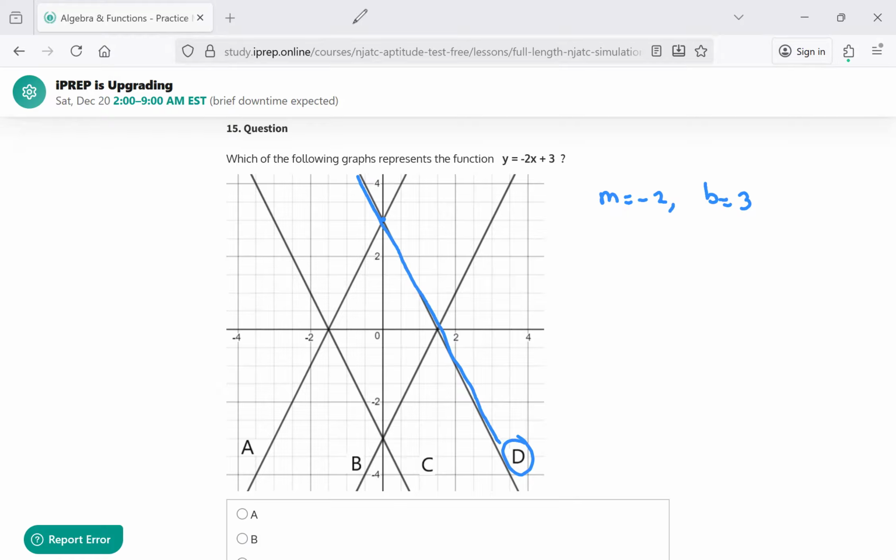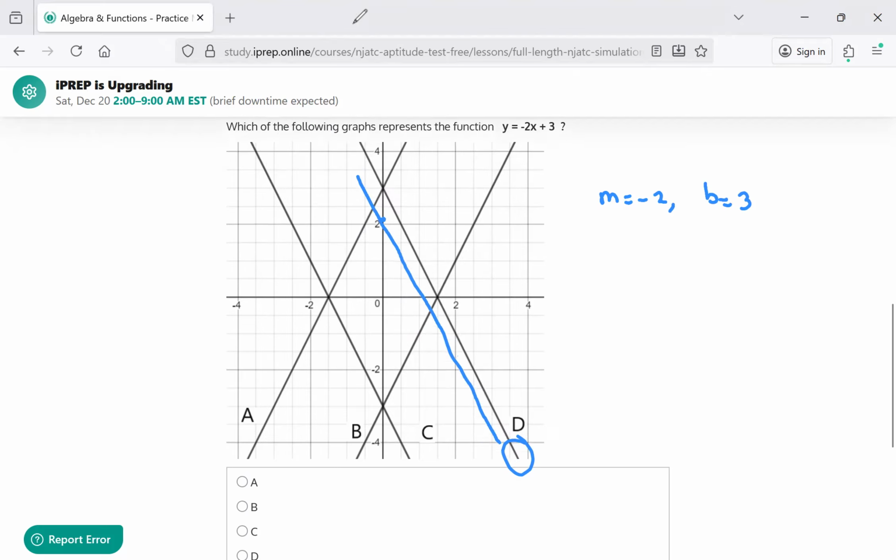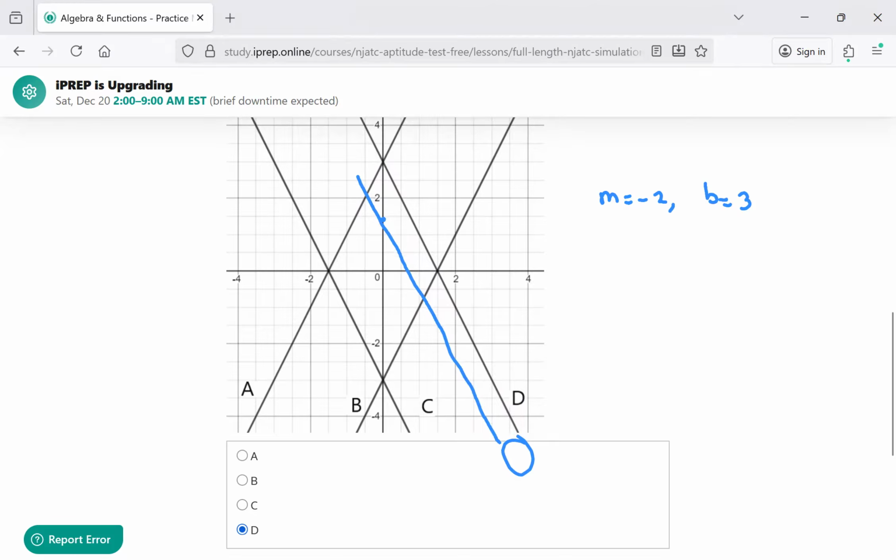So on the test, you really want to do some kind of elimination, right? To save you more time.